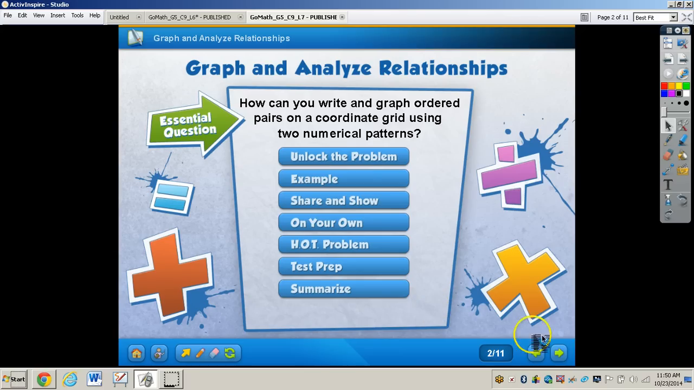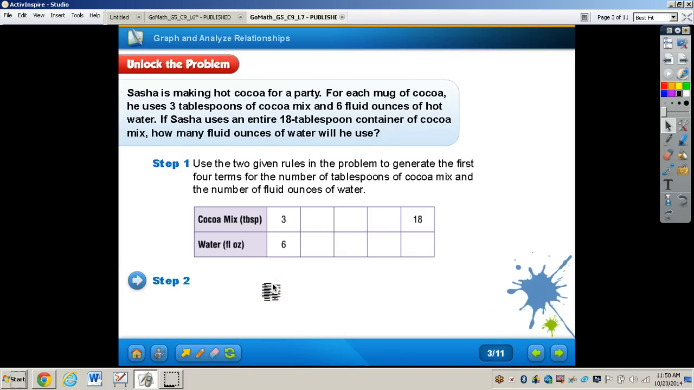So let's take a look at page 395, and it reads, Sasha is making hot cocoa for a party. For each mug of cocoa, he uses 3 tablespoons of cocoa mix and 6 fluid ounces of hot water. If Sasha uses an entire 18 tablespoon container of cocoa mix, how many fluid ounces of water will he use? Now we're going to take a look at step 1.